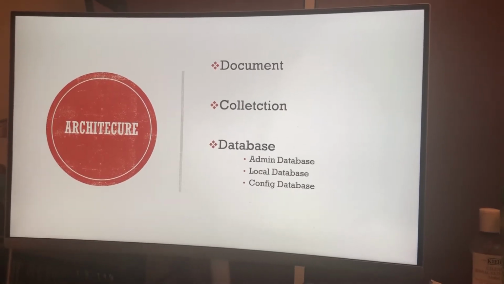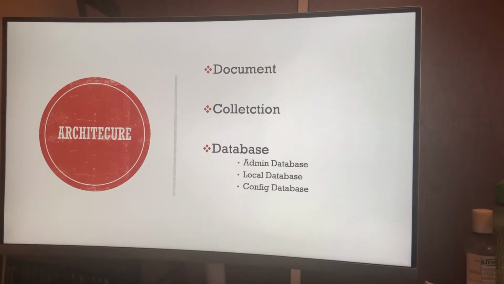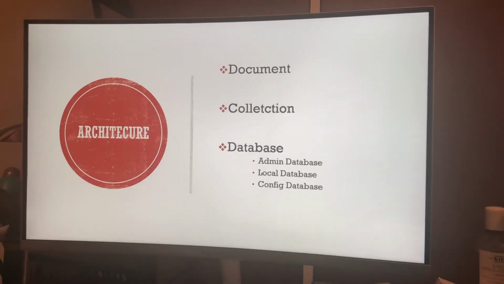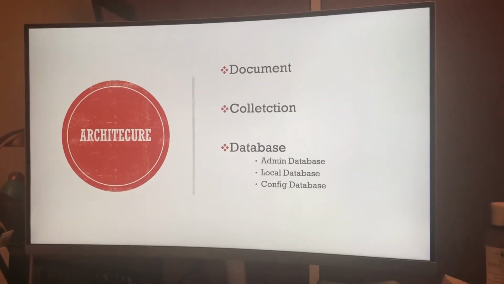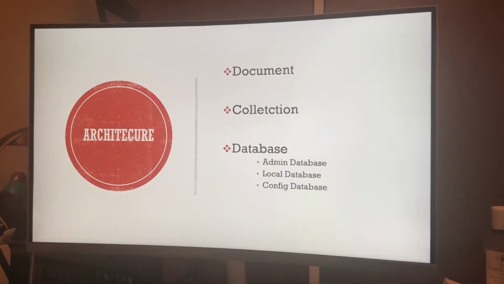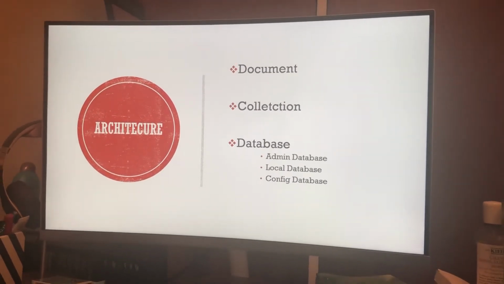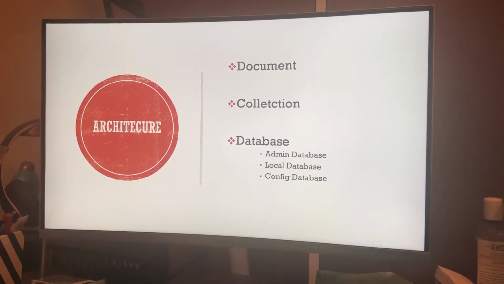The architecture I want to talk about has 3 points. The first one is document. The document is the basic unit of data in the Mongo database, similar to a row in a relational database. Multiple keys and their associated values are placed together in an ordered manner to form a document.